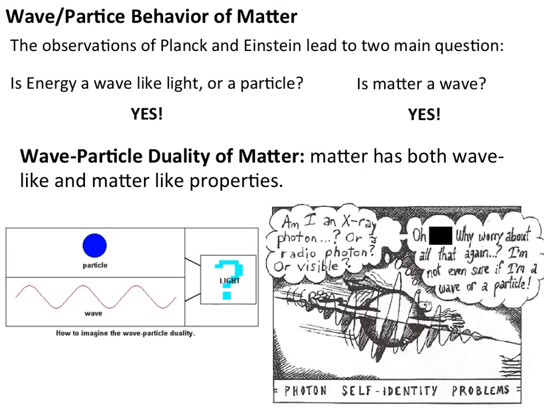So while we were looking at the observations of Planck and Einstein, we were led to two main ideas or questions. And that is, is energy a wave, like light, or a particle? And the answer to that is yes. I know that seems a little odd, but basically we know that matter behaves both as a wave and as a particle. We call this property the wave-particle duality of matter. And that means that matter has both wave and particle-like properties.